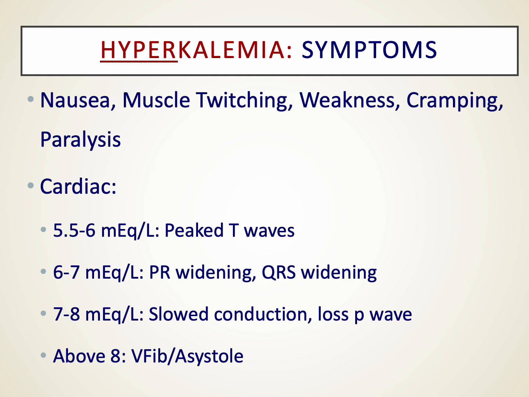At 5.5 to 6, we might see peaked T waves. At 6 to 7, we could see a QRS widening or a PR widening. Between 7 and 8, we may even lose the P wave and have slow conduction, and above 8, we risk ventricular fibrillation and asystole. So these are really concerning. And you remember when we talked about potassium replacement, we don't ever give potassium IV push, because what you see is a level above 8 with V-fib and asystole. Never, ever, ever.